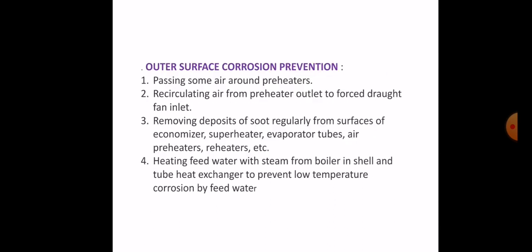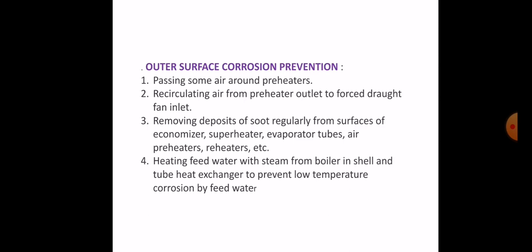Right now we are talking about outer surface corrosion prevention. Okay, so the outer surface of the boiler tube may also suffer corrosion, right? So passing some air around the preheater, right? Some air passing through the preheater, at that time salt sediments will be thrown away from the outer surface of the tube. Recirculating air from the preheater outlet to the forced draft fan inlet. So recirculate, right? Generally we use air to clean the tube, recirculating air from the preheater, right?